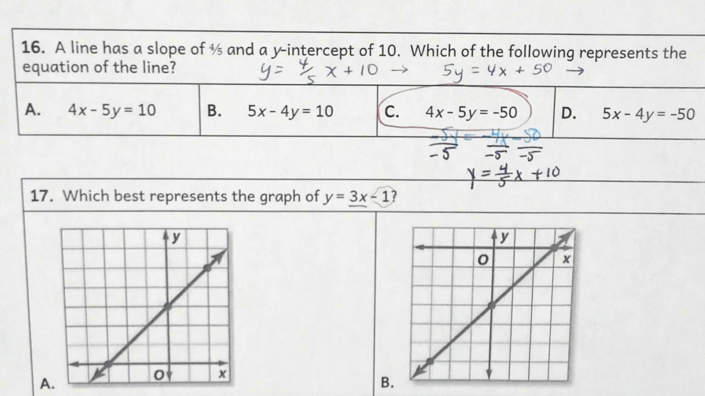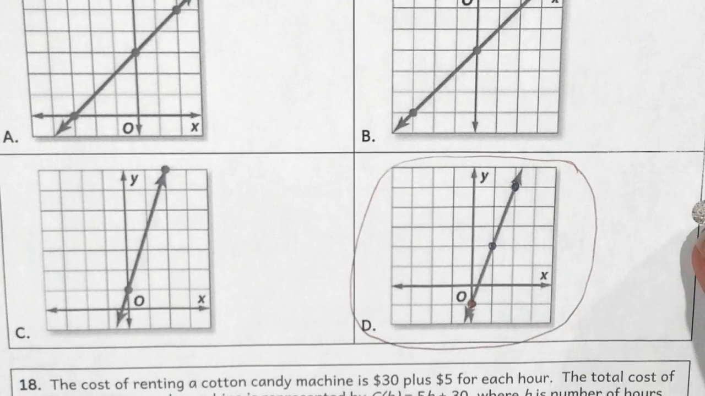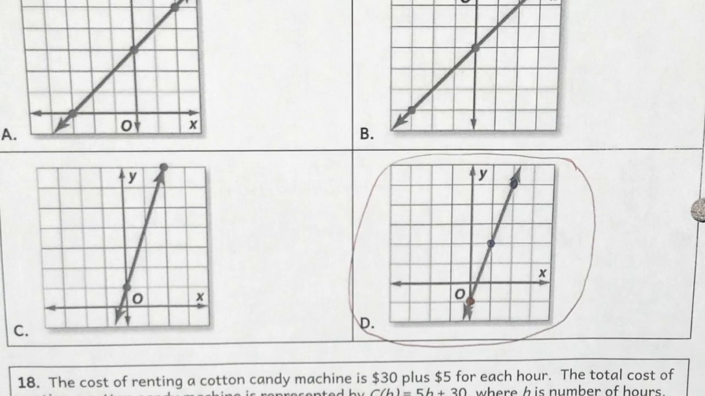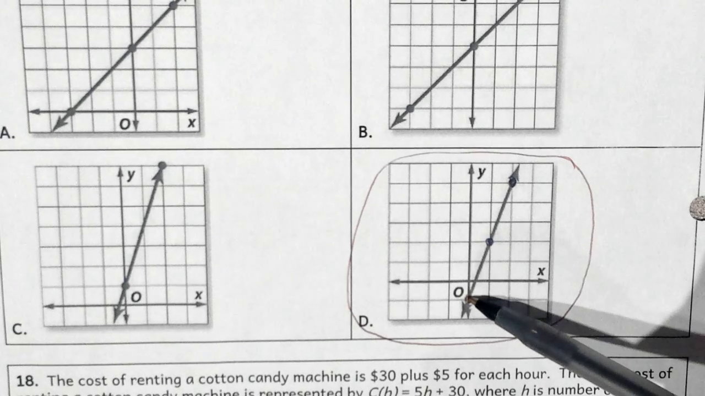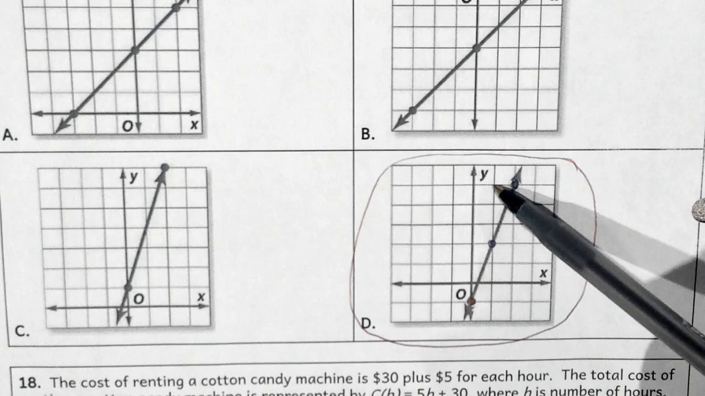Number 17, my begin was -1, and you can see that here. My begin was at -1 on the y, and then my slope was 3, so up 3 over 1, up 3 over 1.